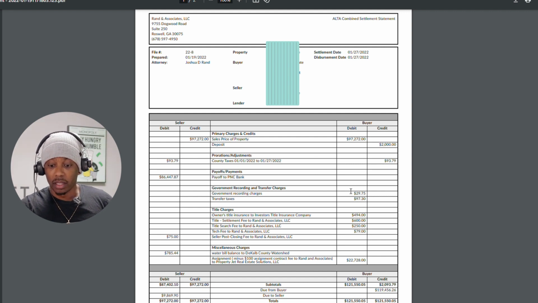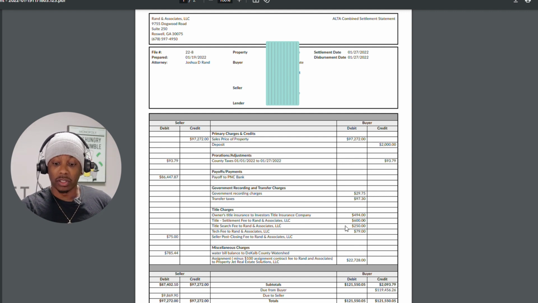Then we got the recording fees and title fees, which are essentially all of the closing costs, okay? So you have recording charges of $29.75, and these are all debits, right? These are all deductions from the buyer. You have transfer taxes, which is $97.30. That's transferring the title and all these different things. Then you have title insurance, $494. Then you have a settlement fee, $600. This is what the closing attorney charges to do the transaction, the paperwork.